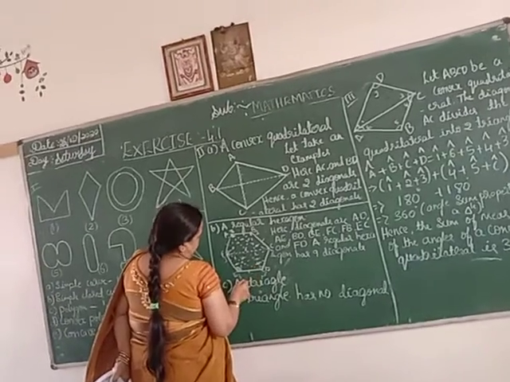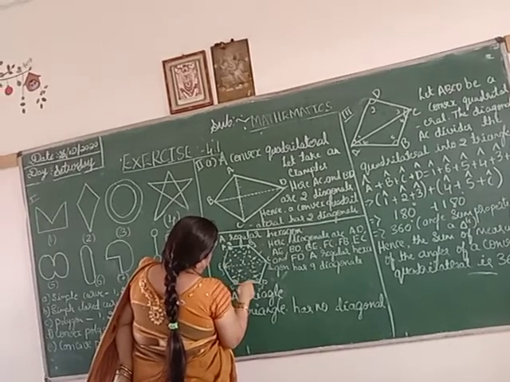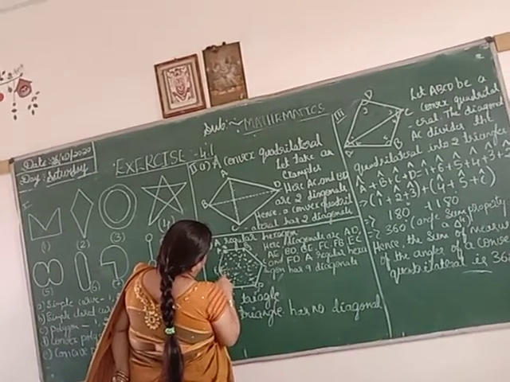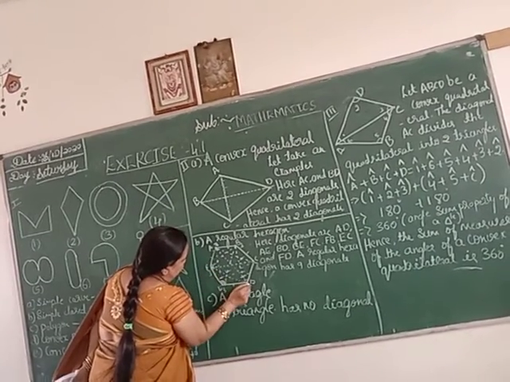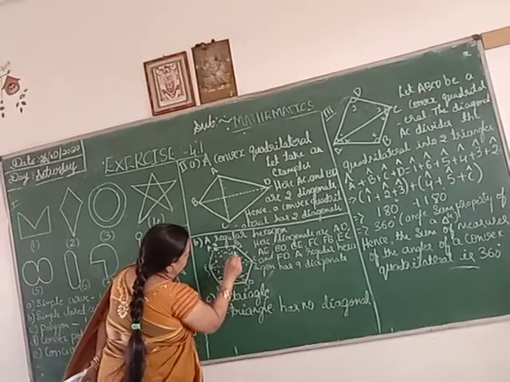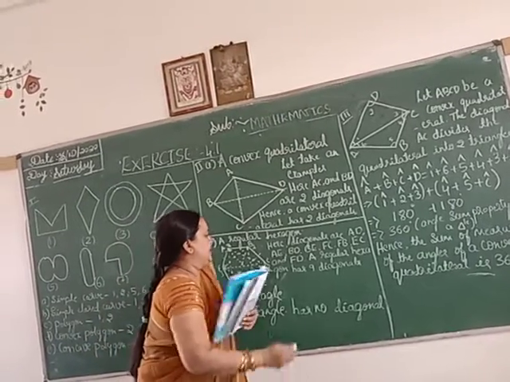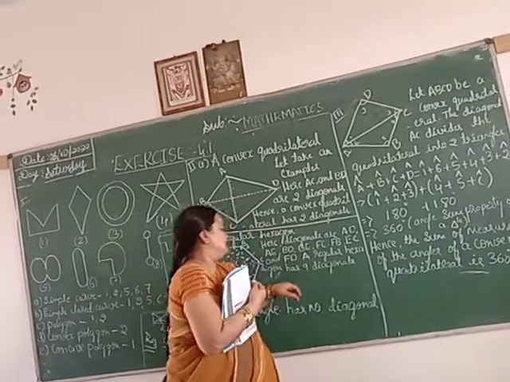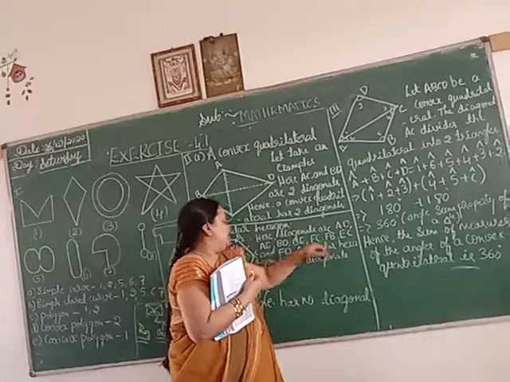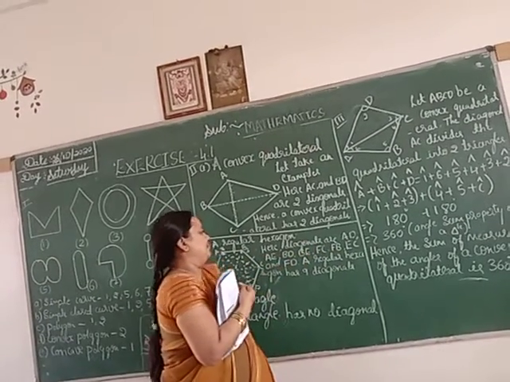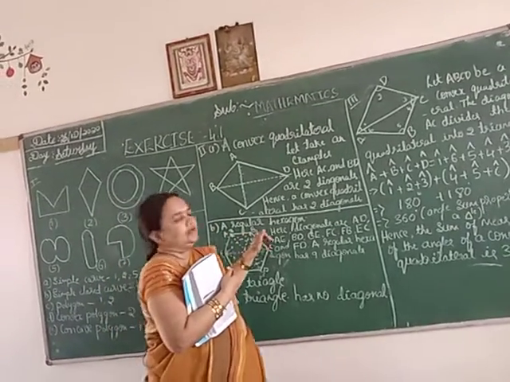Similarly, you have to start the same way from the next vertices. FD, then BD, then AE. So there are 9 diagonals. You can see them: AE, BD, BE, FC, FB, EC, FD, AD. There are 9 diagonals we can draw in a regular hexagon.